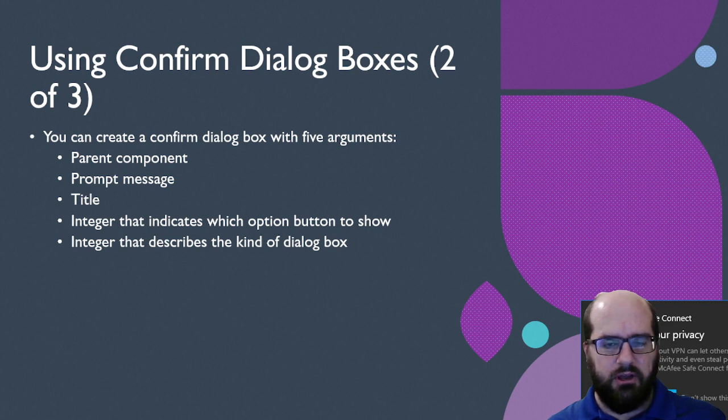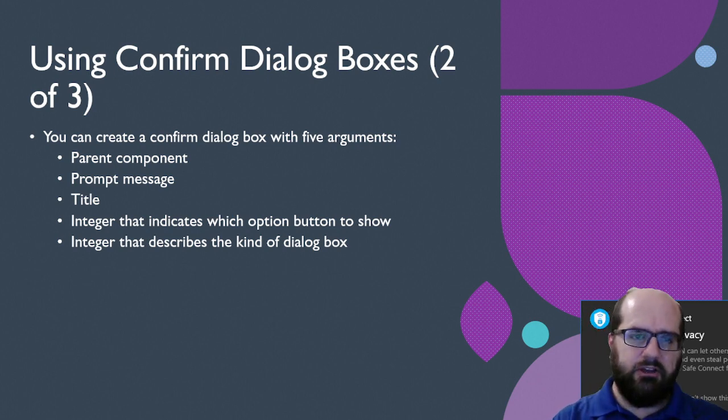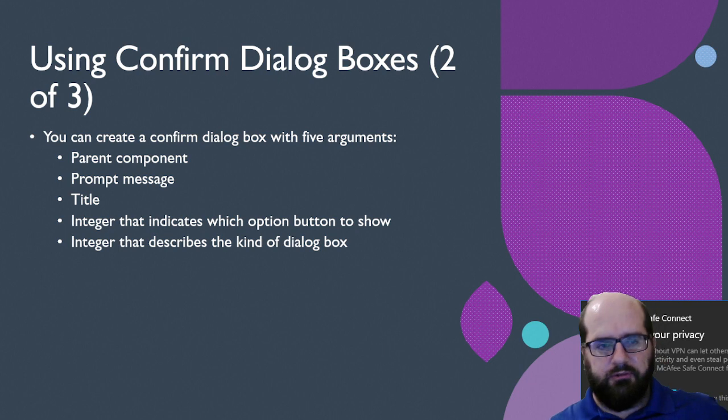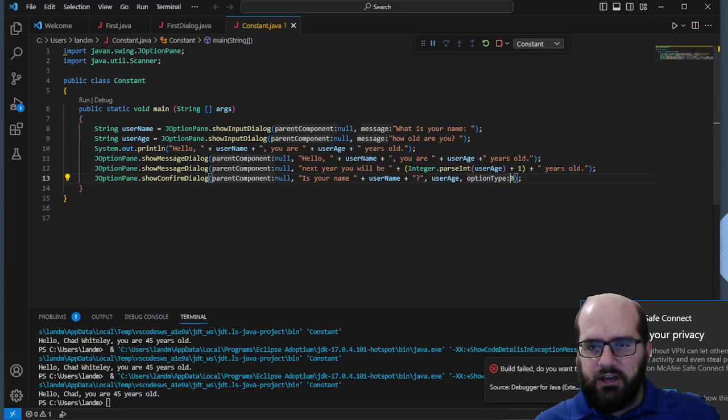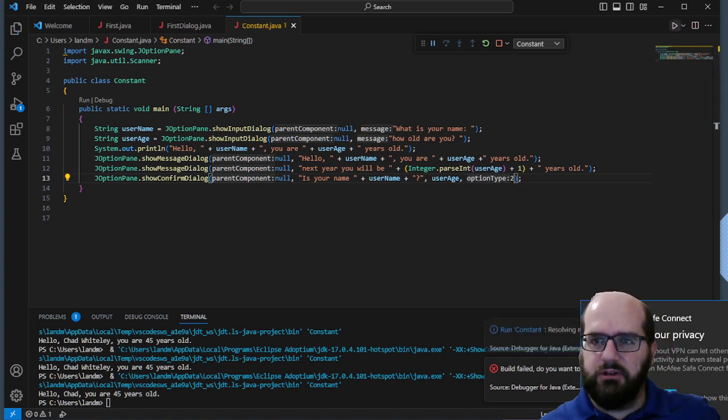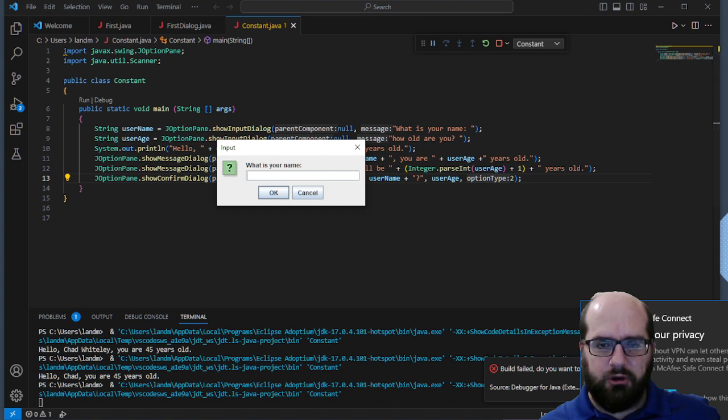You can tell it to say yes or no or whatever. The confirm dialog box has 5 arguments: the parent component, the prompt message, the title, an integer that indicates which option button to show, and an integer that describes what kind of dialog box. So there is yes, no, or cancel. And you probably just want to play with it a little bit to know exactly how the confirm dialog box works.